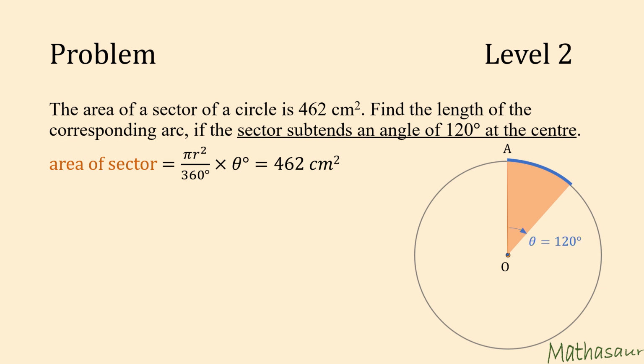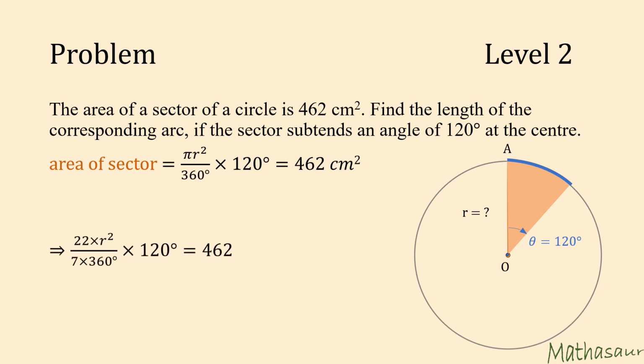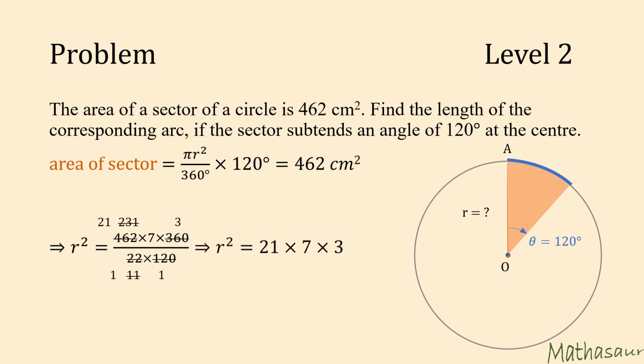Now we are given that the sector subtends an angle of 120 degrees. So we know that theta is 120 degrees. But we are not given r. For finding the length of an arc, we need both the radius and theta. So let us use the formula for area of a sector and try to find out r. Let us substitute the values for theta and pi, cross multiply, simplify, and we get r square is equal to 21 times 7 times 3.